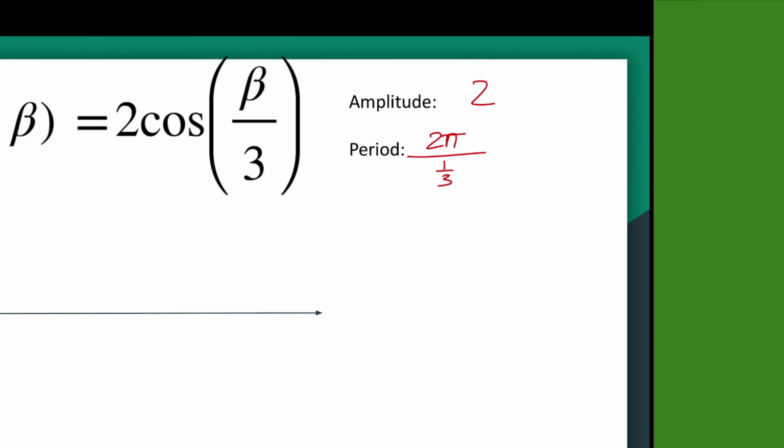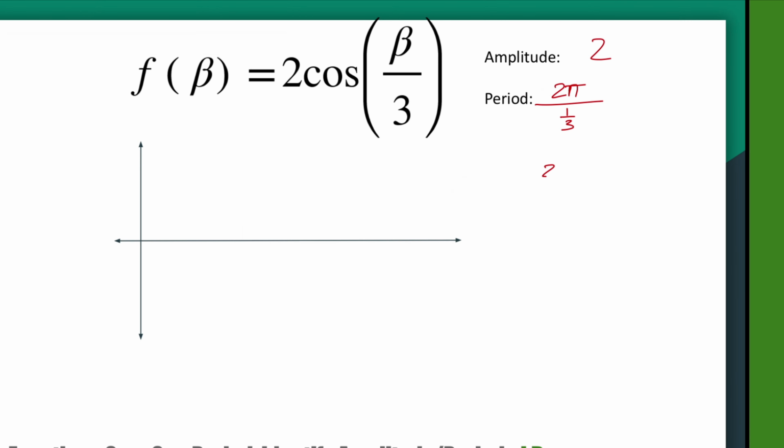Well, now it's a little bit trickier, okay? So 2 pi over 1 divided by 1 over 3, keep change flip, and I get 6 pi, all right? So my period is 6 pi. Okay, now notice how a smaller number there, a dividing by 3, a 1 over 3, stretched our function out, okay? And I think that's key to understand here, right?